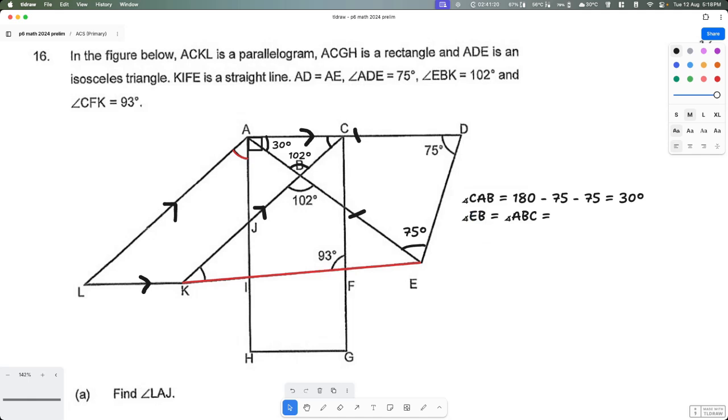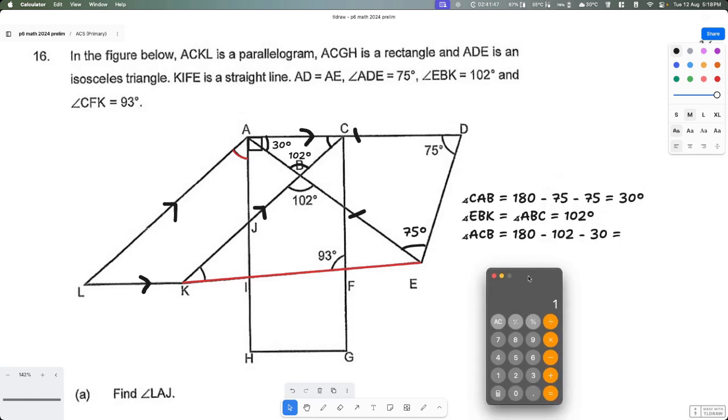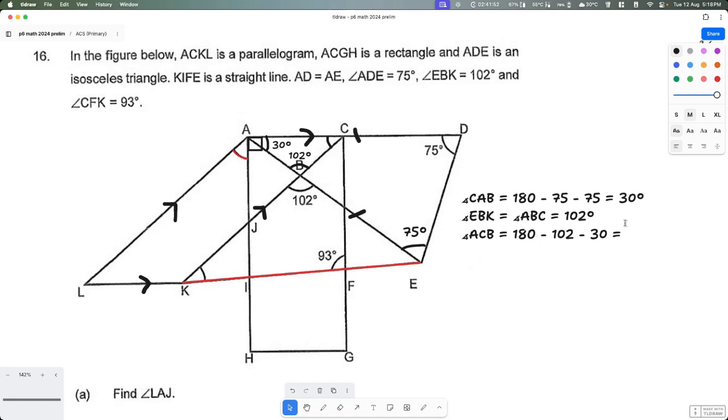EBK. Okay, and that means it's 102 degrees. So that means angle ACB is equal to 180 minus 102 minus 30. Okay, and this will give us, let's use the calculator, 180 minus 102 minus 30. This will give us 48 degrees.